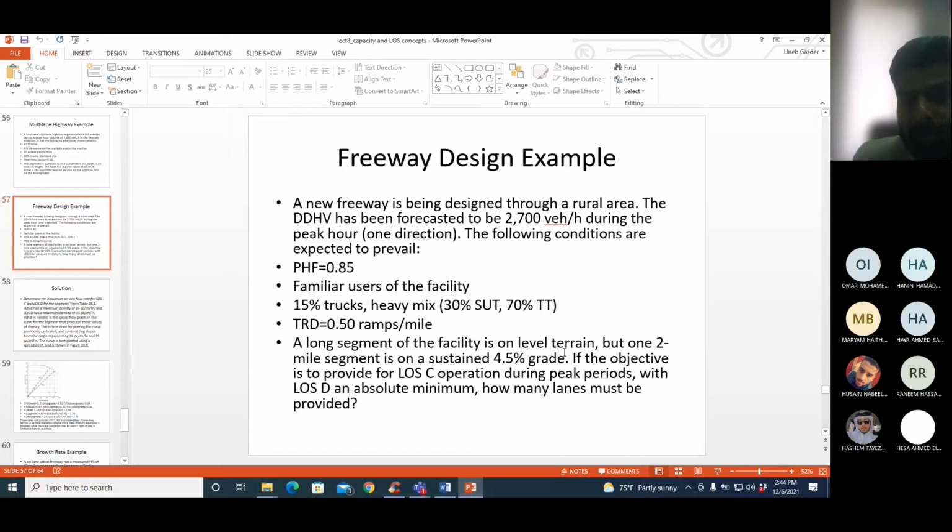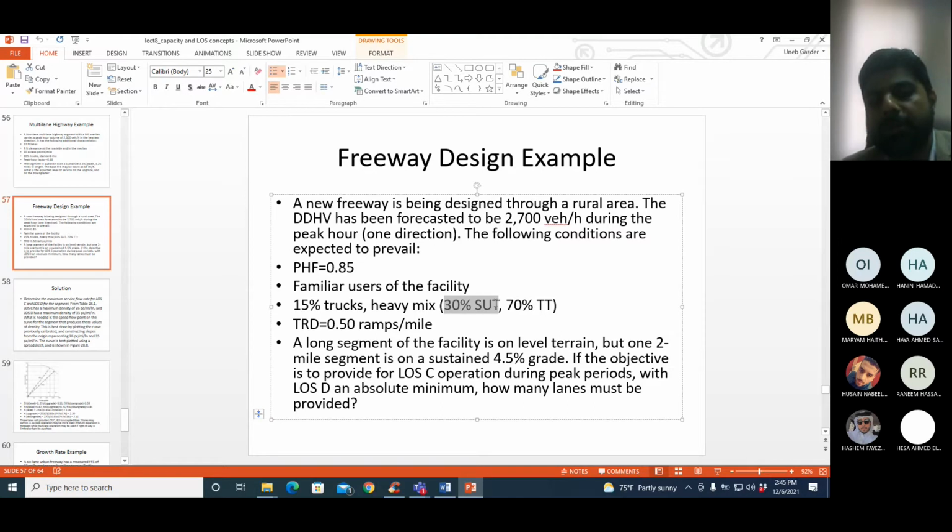volume is 2700 vehicles per hour in one direction in the peak hour. The prevailing conditions on the freeway are expected to be these: it will have a peak hour factor of 0.85. The users of the facility will be familiar, 15% trucks, and it will have a heavy mix. So you can see the meaning of heavy mix here as well. 30% single unit trucks, 70% trailer trucks. TRD is given.